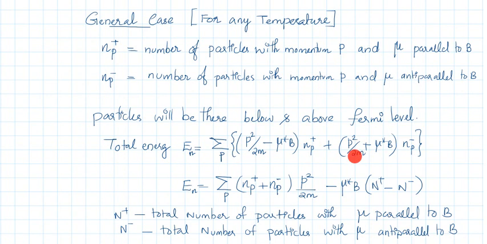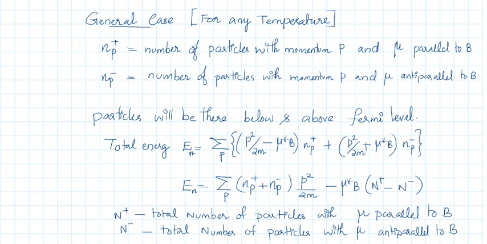For the second group of particles, each particle will have energy p square by 2m plus mu star B. There are Np minus such particles. So this is the total energy, but this is for a particular value of momentum. Then you have to sum over all momentum values in order to get the total energy of the system. Now, this minus mu star B and this plus mu star B are independent of momentum.